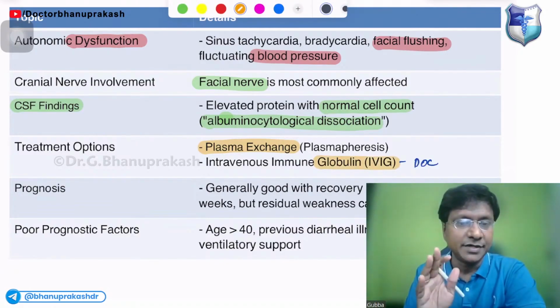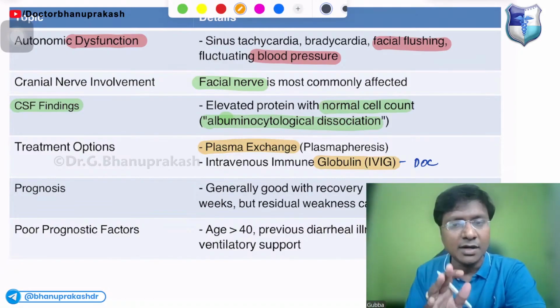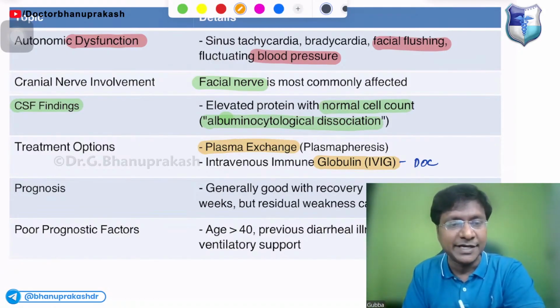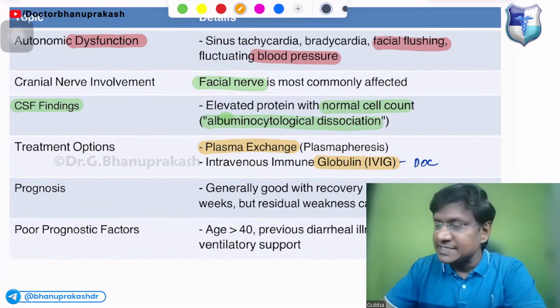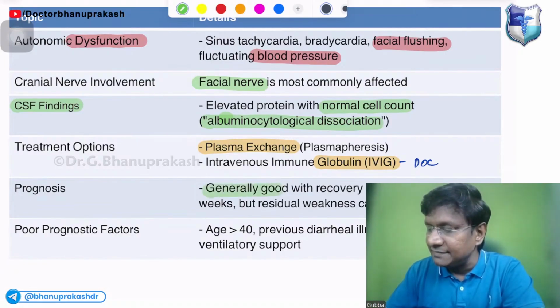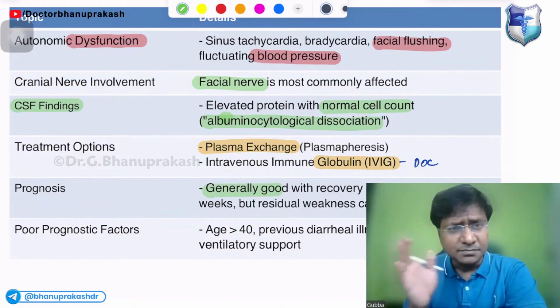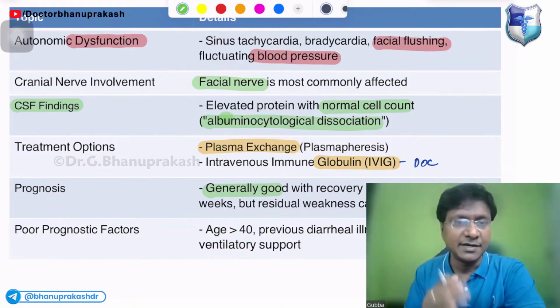You have two options of treatment, either plasmapheresis or intravenous immunoglobulin. But intravenous immunoglobulin is very expensive, and in those individuals who are not able to afford it, plasma exchange has to be done. Then how is the prognosis in these patients? Please remember, these patients generally have a very good prognosis. Within 2 to 3 weeks, there will be recovery of the weakness.